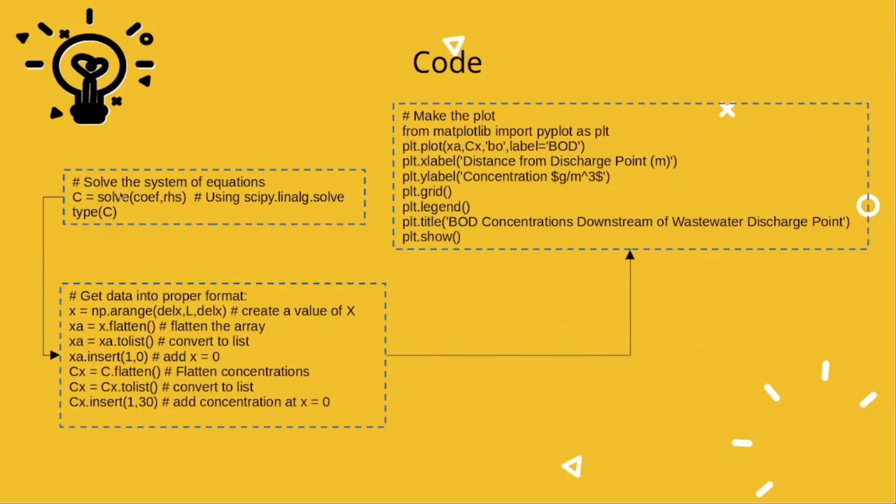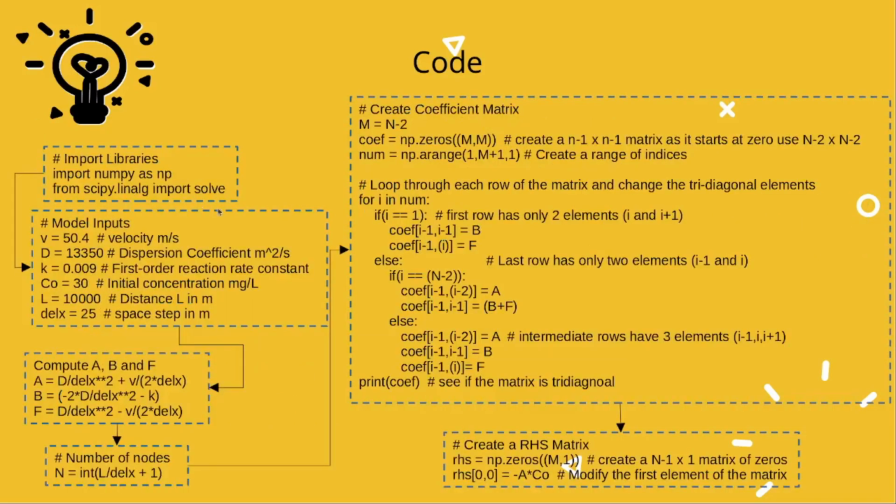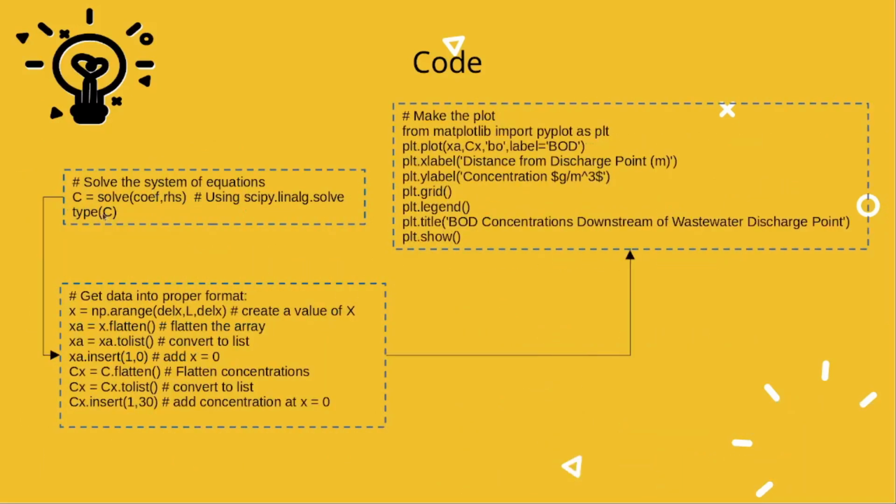And then all it takes is one line of code. I've already imported solve, and that solve was imported from scipy.linalg. So from that module, I brought in solve, and then I use solve. I give the coefficient matrix, I give the right-hand side matrix, and I get the concentrations.